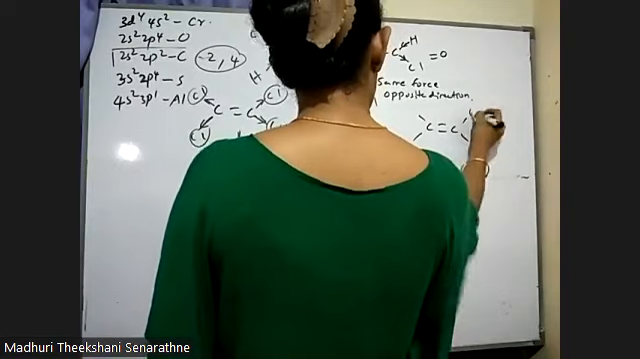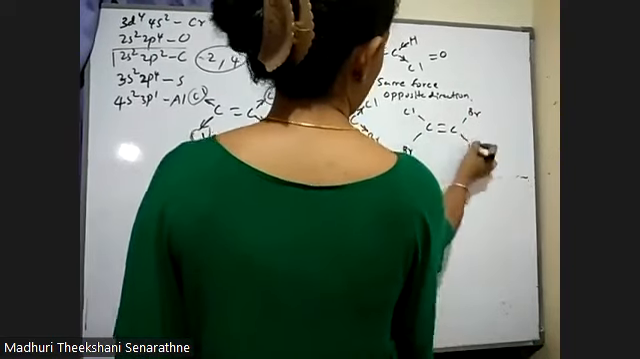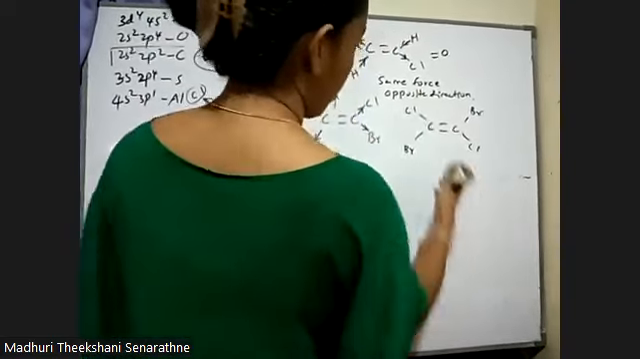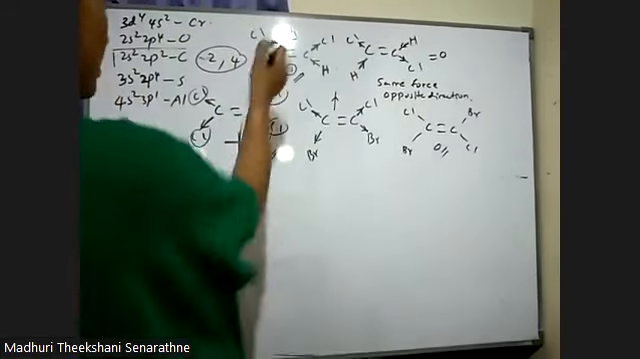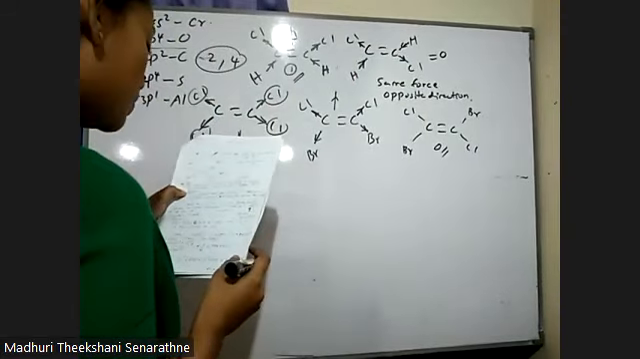Carbon, bromine, chlorine: opposite direction, same force, overall 0. Answer is number 1.